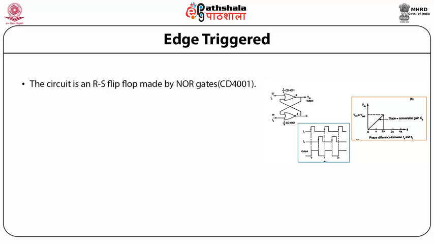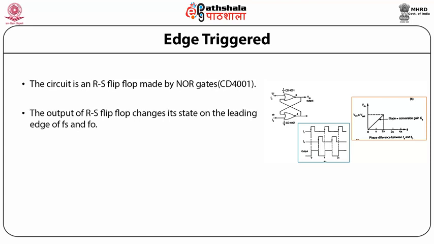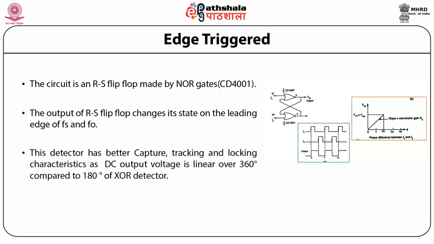Let us now discuss the edge triggered phase detector. Here the circuit is an RS flip-flop made by NOR gates, CD4001. The output of the RS flip-flop changes its state on the leading edge of Fs and F0. This detector has better capture, tracking and locking characteristics as the DC output voltage is linear over 360 degrees compared to 180 degrees for the XOR detector, which is schematically shown in this figure.